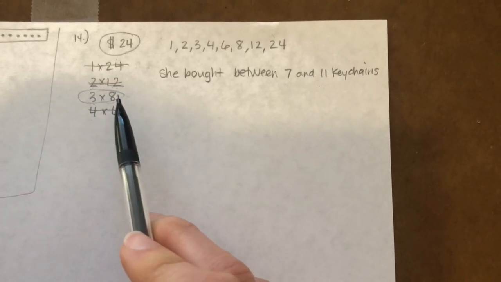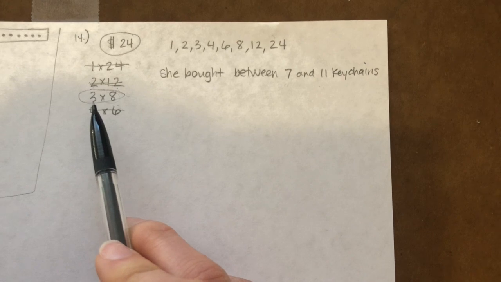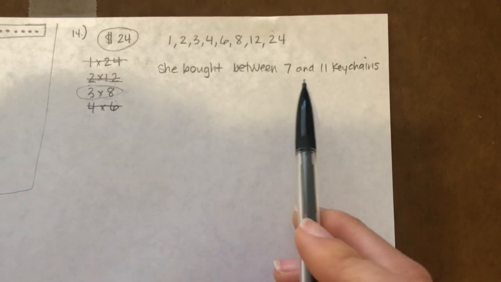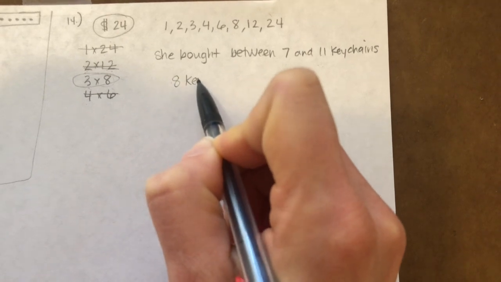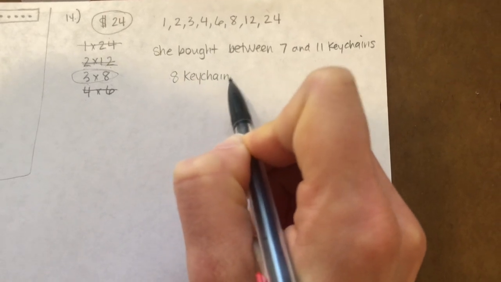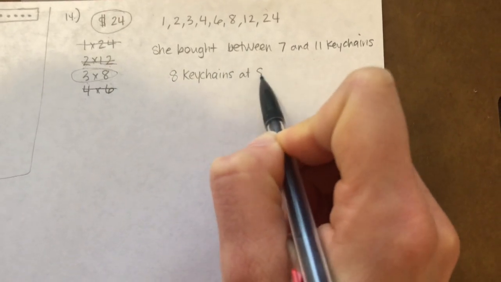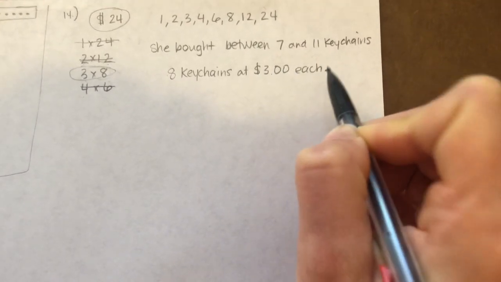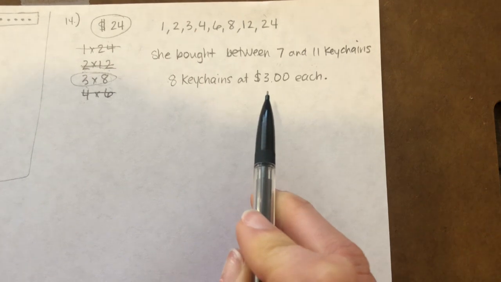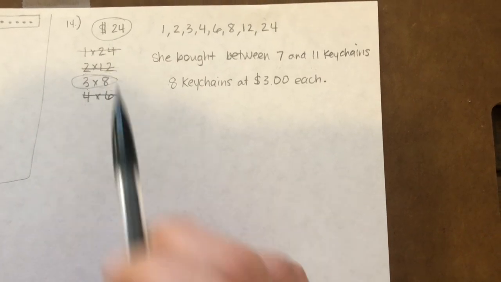And we know that she purchased 8 and they were $3 a piece because it said that she bought between 7 and 11 keychains. So 8 keychains at $3 each. And if we multiplied 8 times $3, we would get our original $24.